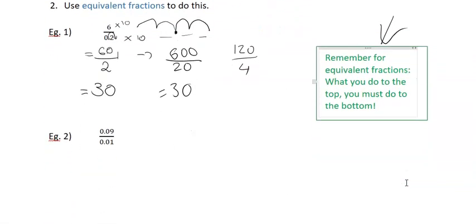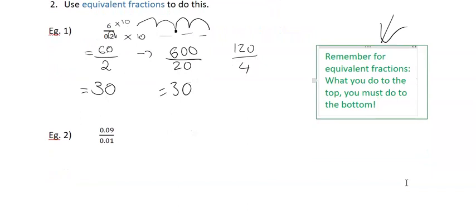Let's have a look at another example here. So we have 0.09 divided by 0.01. Again, a slightly more uncomfortable calculation to do. So if I want to make both of those numbers whole, I need to multiply the top by 100 and the bottom by 100. So that ends up being 9 over 1, which is just 9. 9 over 1 is a very easy calculation as opposed to 0.09 over 0.01.